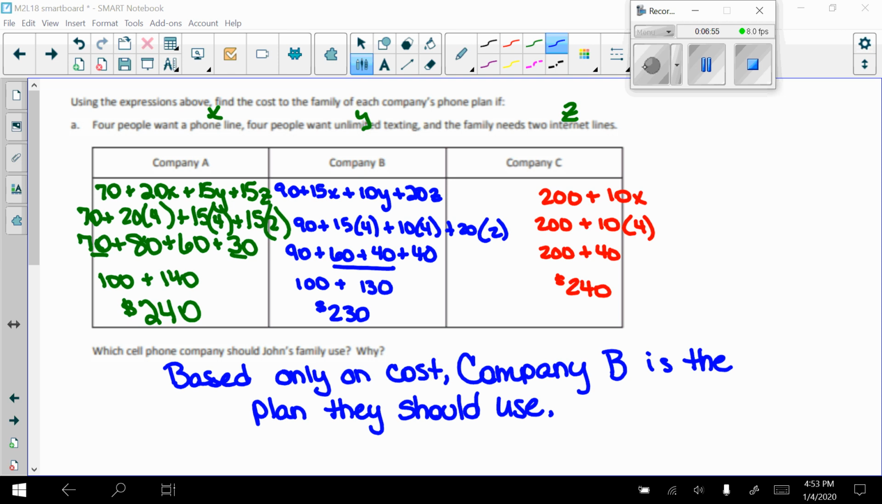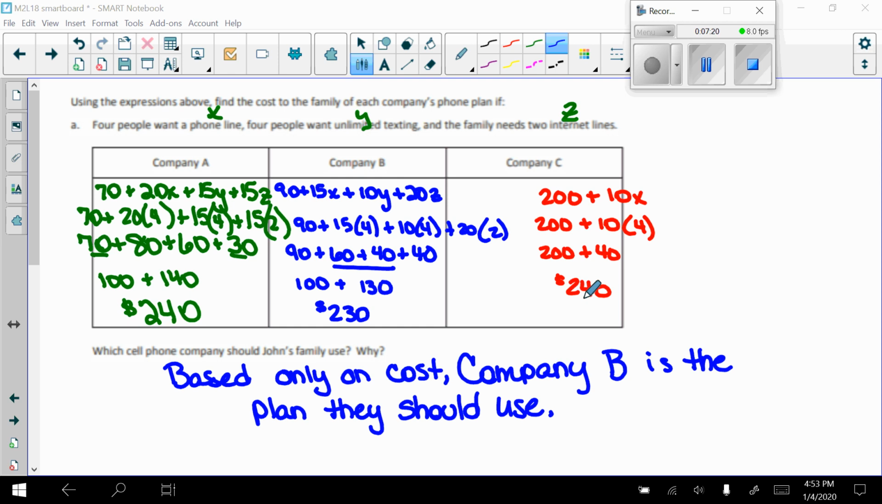So take a look at company B and company C. The expression from the previous page for company B, substituting in that the 4 people want phone lines, 4 people want unlimited texting, and only 2 want data. And when I evaluate that, that's $230. Company C, the expression from the previous page, works out to be $240.